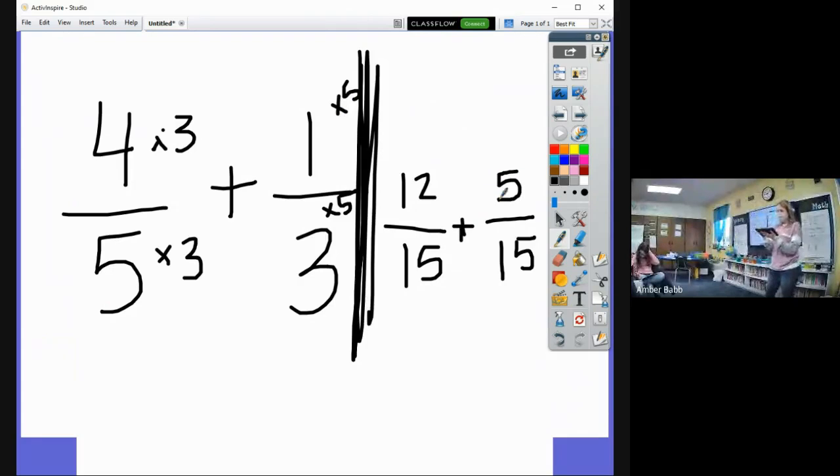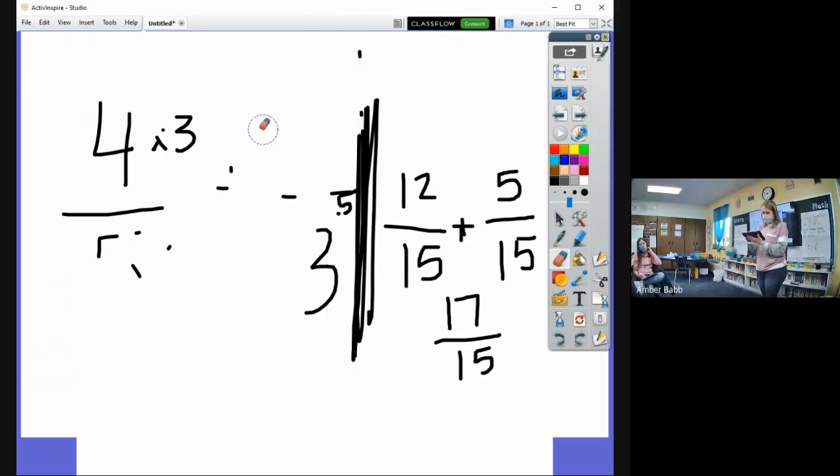So now I have 2 fractions. 12/15 is equivalent to 4/5. 5/15 is equivalent to 1/3. But now they have the same denominator, so I can easily add my numerators. And what is 12 plus 5? 17. 17, and then I would put it back on top of the 15. Now, this gives me an improper fraction, and I am going to ask you to simplify that, which means reduce it down to a mixed number.